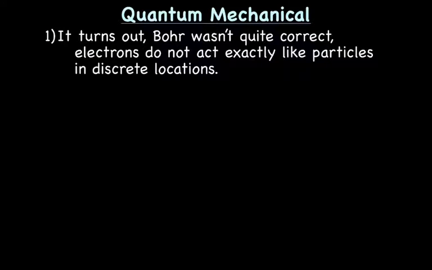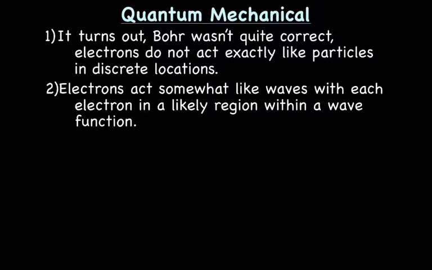Okay, last topic in this very jumbled lecture here, quantum mechanical model. What you need to know about this is it turns out that Bohr wasn't quite correct. Electrons do not exactly act like particles in discrete locations. Okay, so they're not exactly here and then fall down or up. They're not exactly like particles, but somewhat. Electrons act somewhat like particles, but also somewhat like waves, with each electron in a likely region within a wave function. So let me explain that.